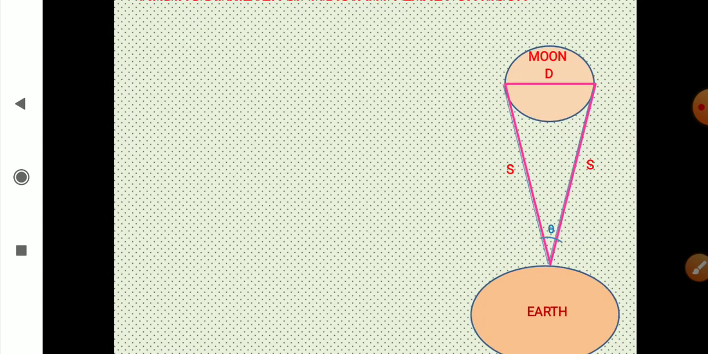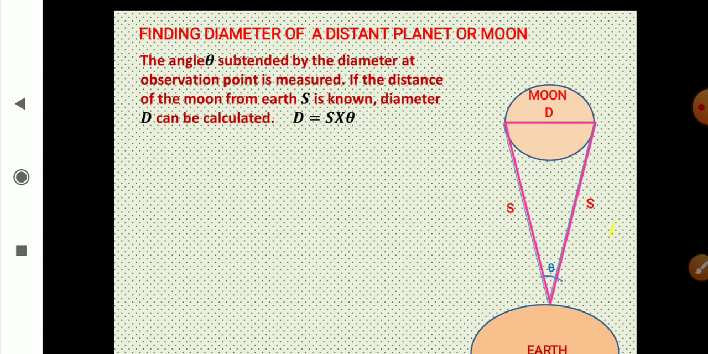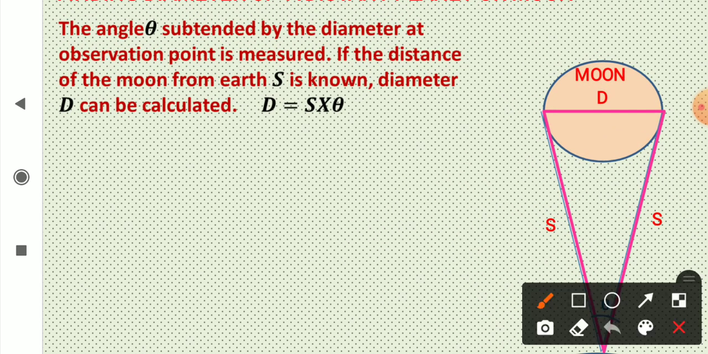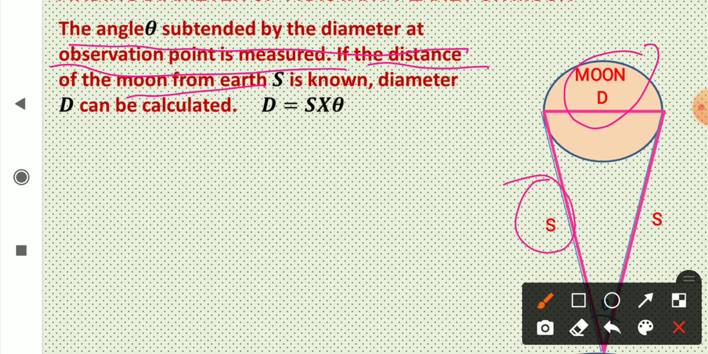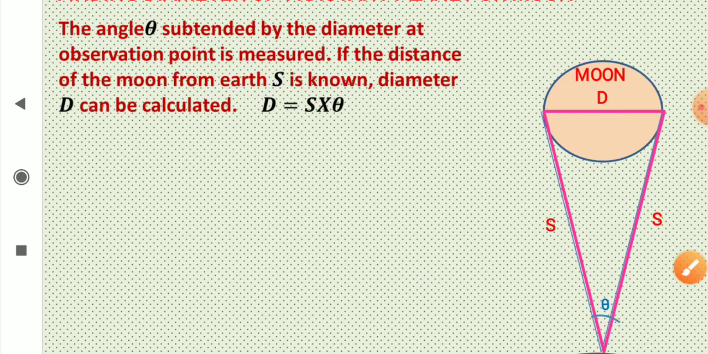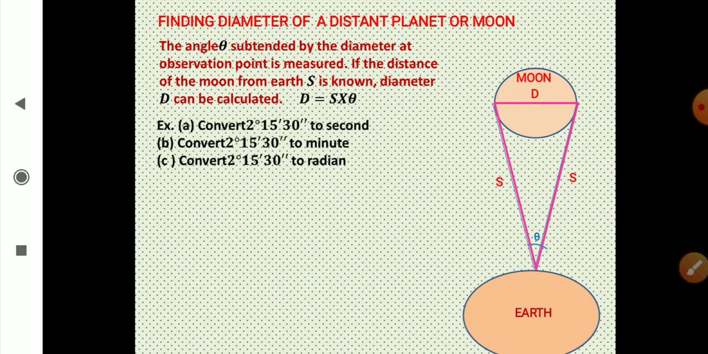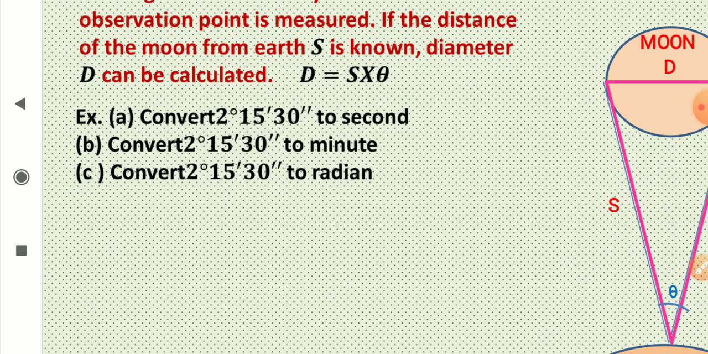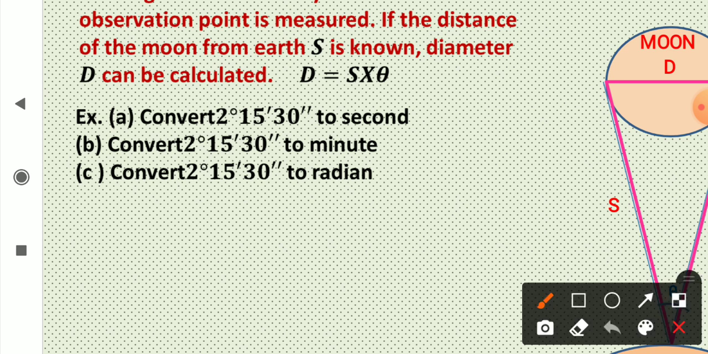So let's see here. The angle theta subtended by the diameter at the observation point is measured, and if the distance of the moon from the Earth S is known, then this diameter will be S into theta, and using this we can find out the diameter. And one very important thing, you will have to convert angles to radians and radians to angles and degree to minute, second and all that. So let us look at this example.